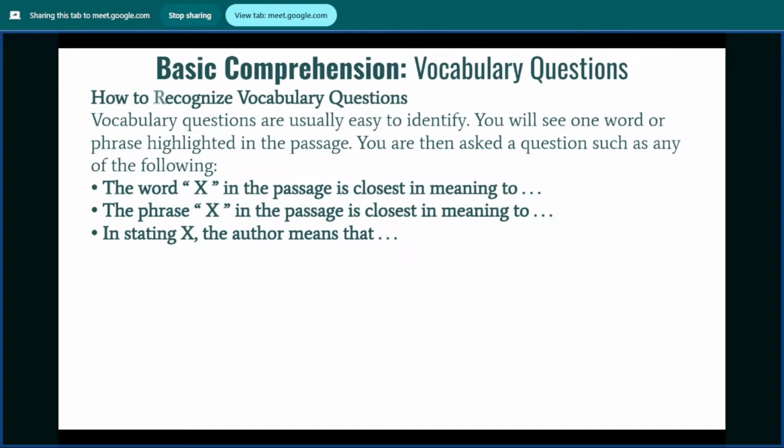Now, understand this. Why are they asking "closest in meaning to"? Because in English, we know that one word will have different meanings, different uses, different functions. We know that, correct? Sometimes it might be given as a verb, sometimes it might be given as a noun. We need to understand in what context it is being used in that particular paragraph. And from that particular context, we have to select the option. That's what we have to remember.